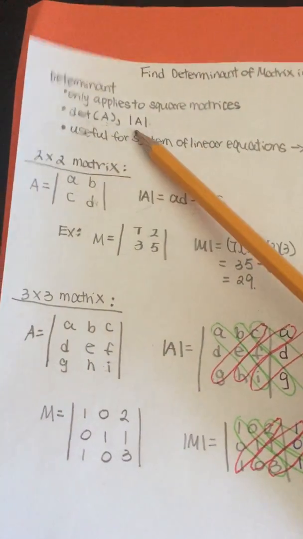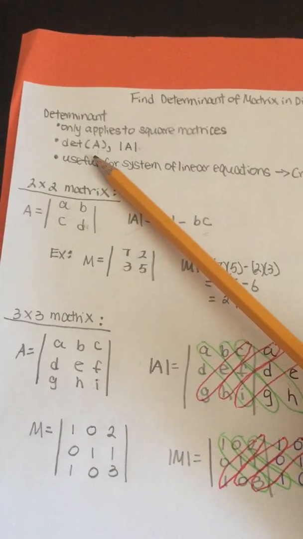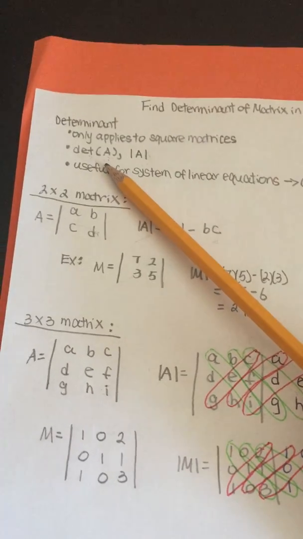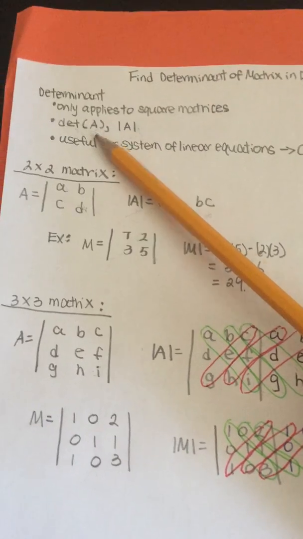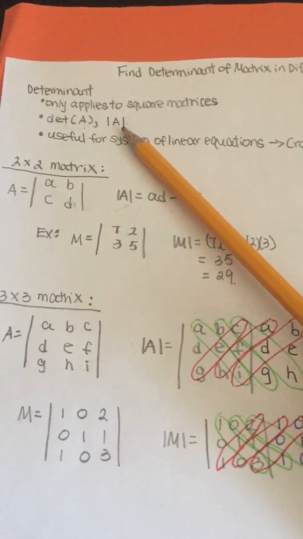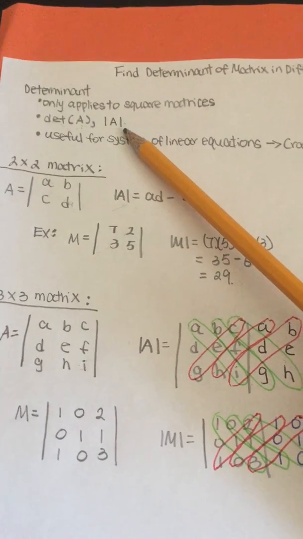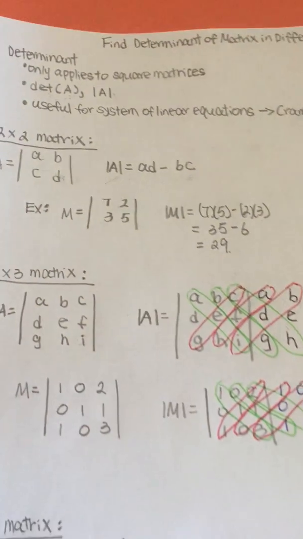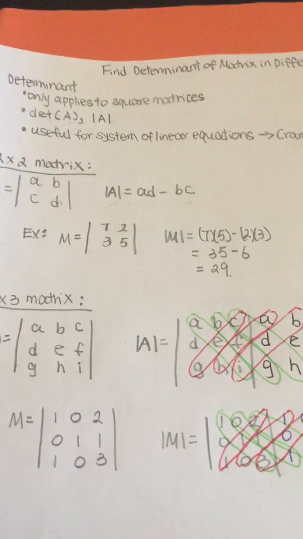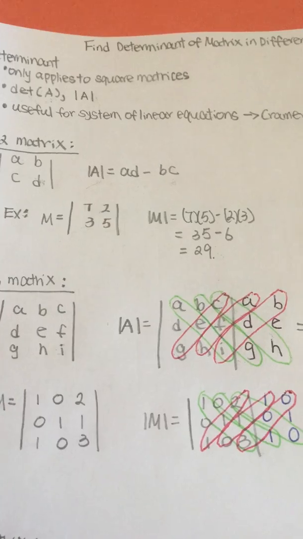Here, I have two ways to denote the determinant. The first one is using the abbreviation DET, and then in parentheses you have the letter A, or any letter you use to represent the matrix. The other one is using the absolute value symbol, but in this case, it does not mean the absolute value. Instead, it means the determinant of that matrix. It's very important that we know how to find the determinant because it's very useful for solving systems of linear equations, especially when you have a lot of variables, and you can do that by using Cramer's rule.